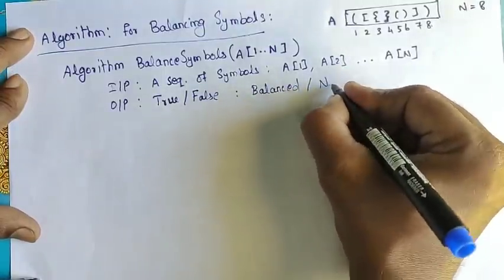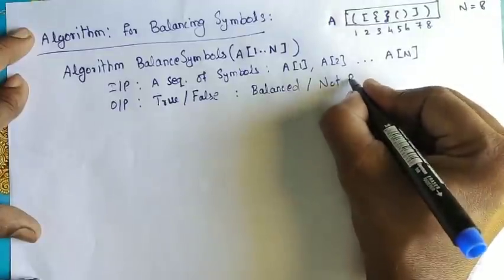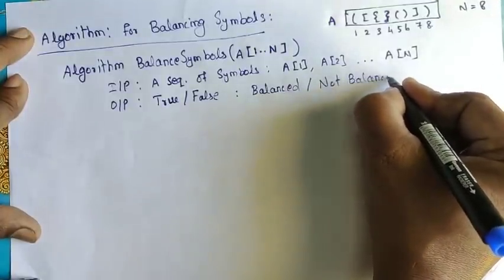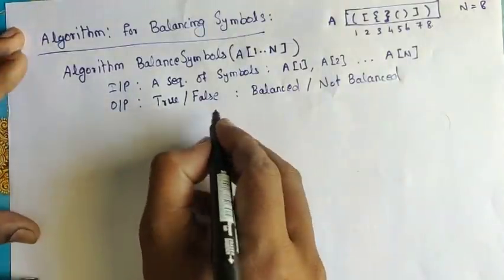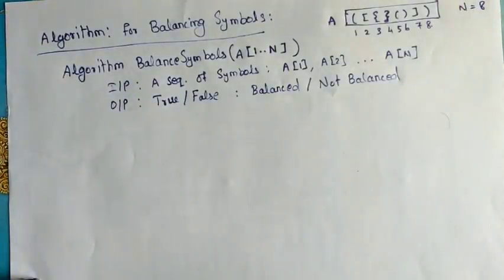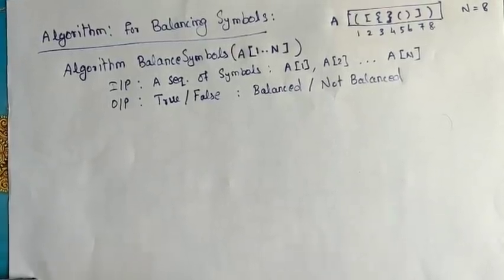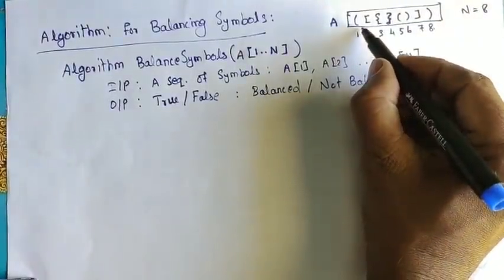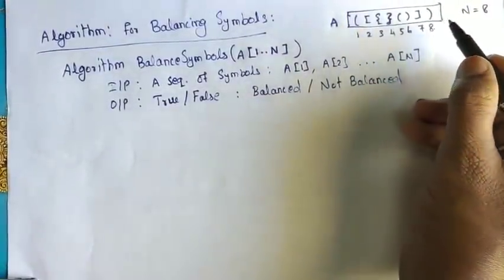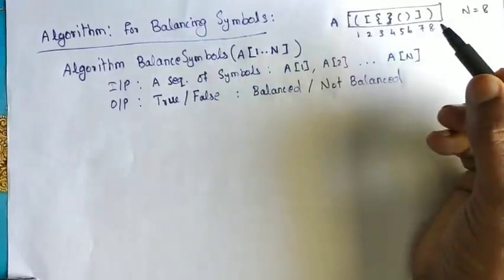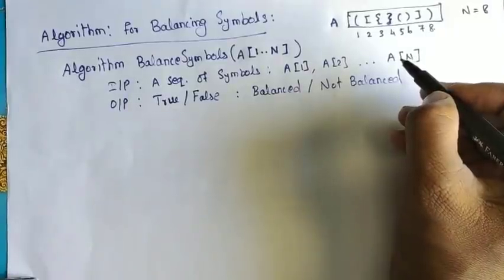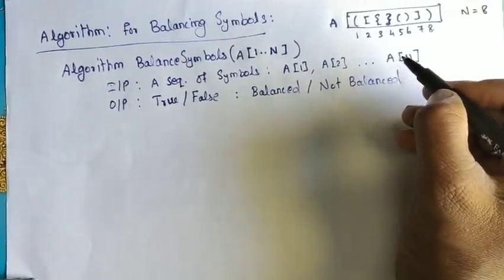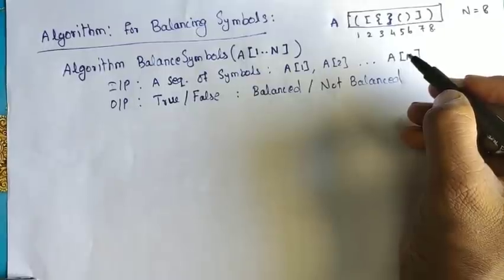Balanced or not balanced. If the symbols are balanced, it is going to return true, otherwise it is going to return false. Here we need to maintain the order of input and output symbols to check the balancing of the symbols. For this purpose, the algorithm is going to utilize the stack for storing the closing symbols.